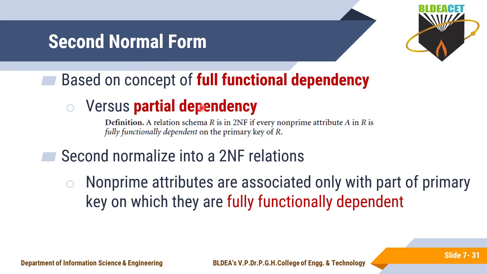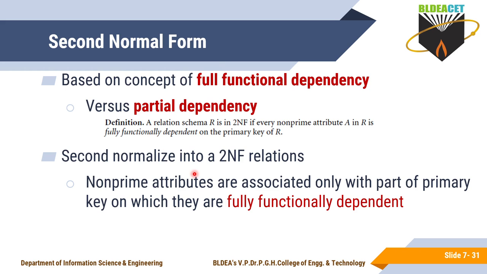But in the second normal form, let's see what it tells. A relation schema R is in second normal form if every non-prime attribute A in R is fully functionally dependent on the primary key of R. So what do prime attributes mean? A prime attribute is a member of a candidate key. Non-prime attributes are not members of it. If such an attribute is fully functionally dependent on the primary key of R, then you call that relation second normal form.